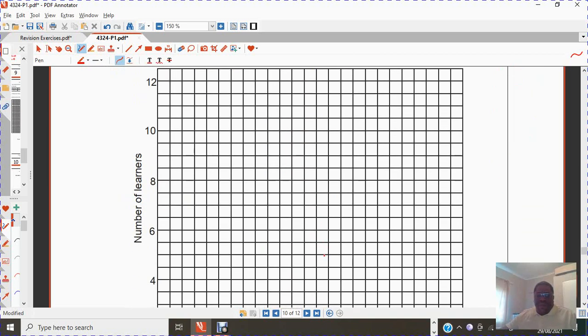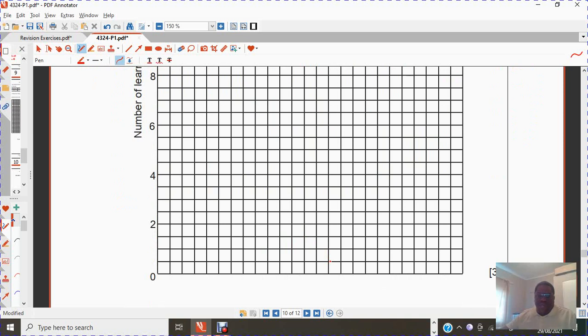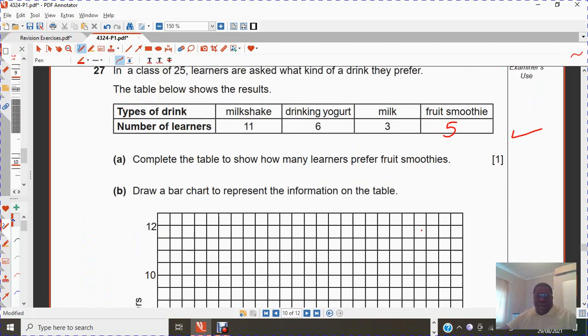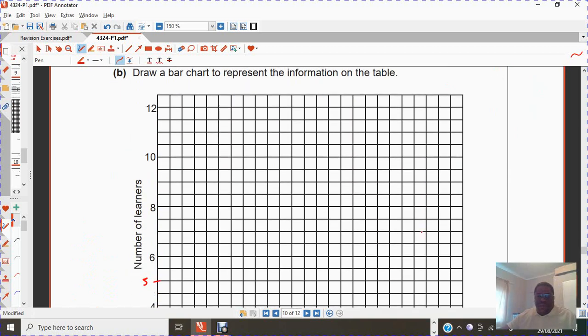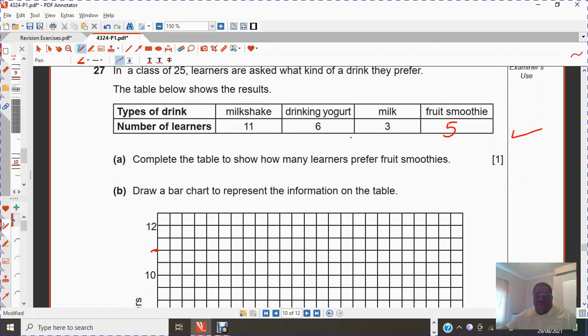Well, very, very important that you understand certain things. The number of learners, as you can see here, you've got 4 before you get to another one. So if you have got 4, what does one little square represent? So 2 divided by 4, so 1 square represents a half. Okay, so that would be 1, that would be 3, for example, 5, and so on and so on. All right, now they say we're supposed to draw a bar graph. So milkshake is 11, so all the way up to there. And how many bar graphs do we have to draw? 1, 2, 3, 4, 4.